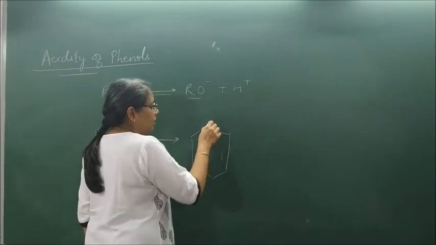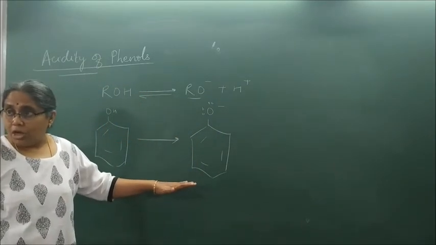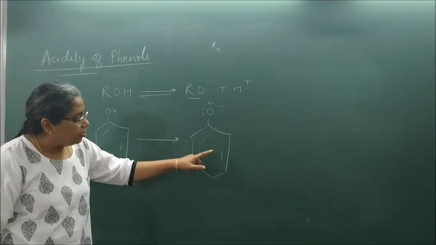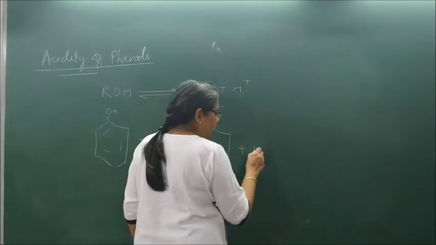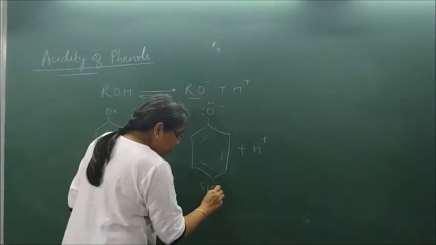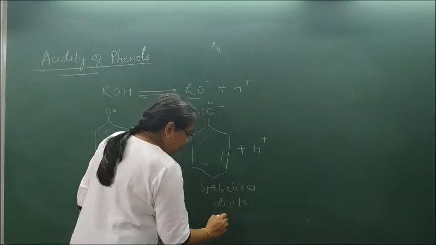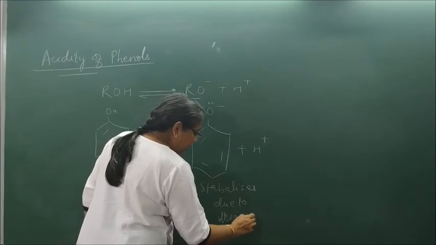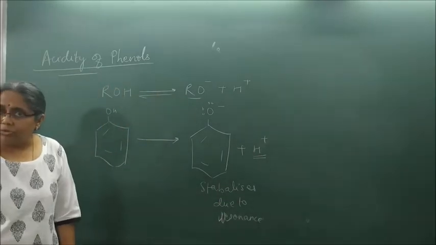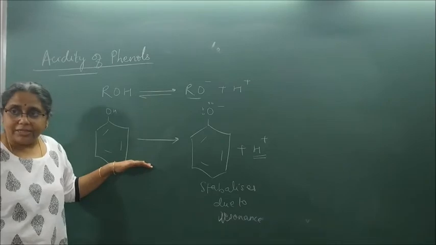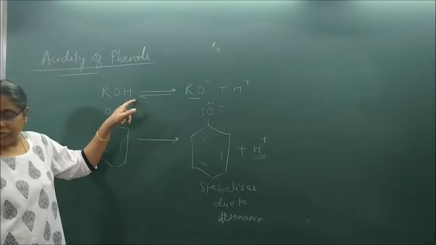Whereas in phenol, when it breaks into what? Phenoxide ion. This phenoxide ion can show resonance because it is what system? A conjugate system. There is an alternate double and single bond, and there is also a lone pair of electrons. So this phenoxide ion stabilizes due to resonance, and hence it can release H plus ions in the solution, and hence phenols are more acidic than aliphatic alcohols. Correct?